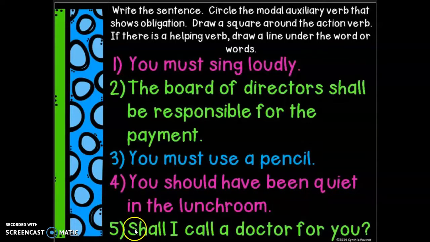And the last one is, shall I call a doctor for you? What's that obligation? That obligation should be shall. And what's the person doing? What's that action verb? You should pick call. Okay, so there's a little practice for you. You'll have a practice worksheet to see how you do on it.